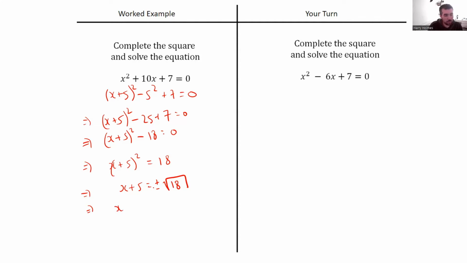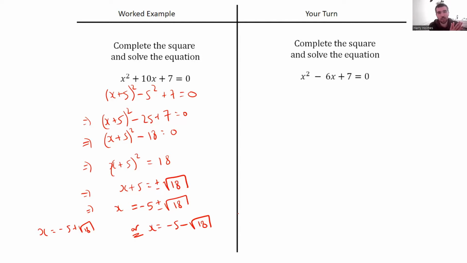Now take 5 away from both sides. So we've made x the subject. We've written it as x equals, if we take 5 from both sides, x equals minus 5 plus or minus the square root of 18. And we basically finish at this stage. But if you want to write down your answers in full, we've got x is minus 5 add root 18, or x equals minus 5 take away the square root of 18. And at this stage, you can have a go at the question on the right. Use the example to help you.